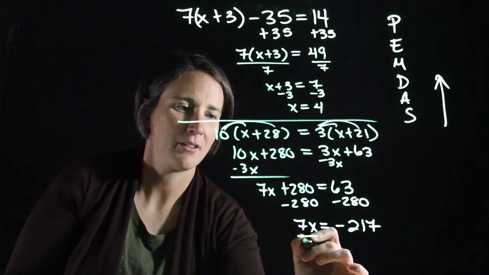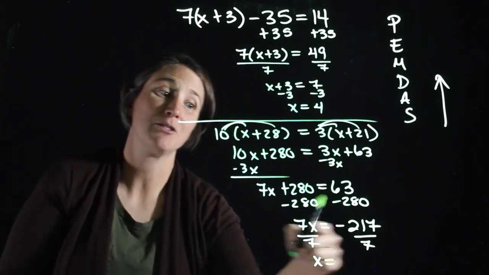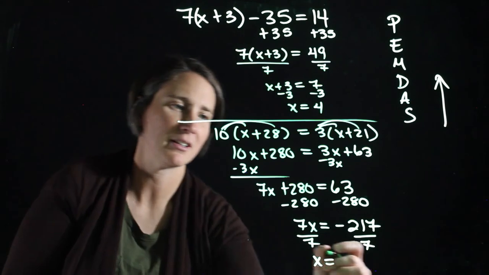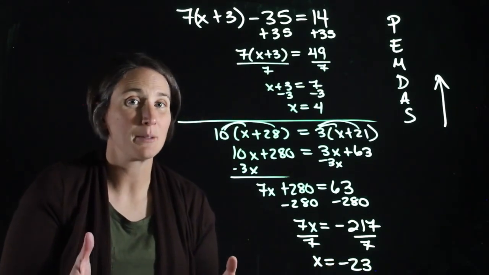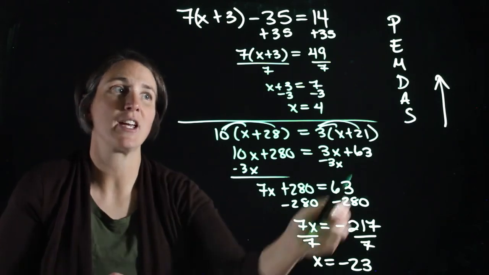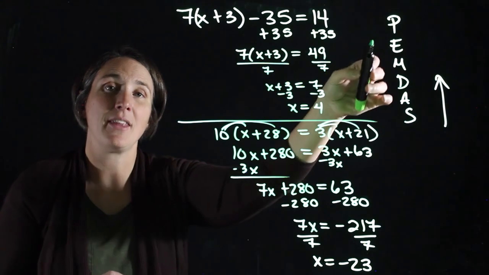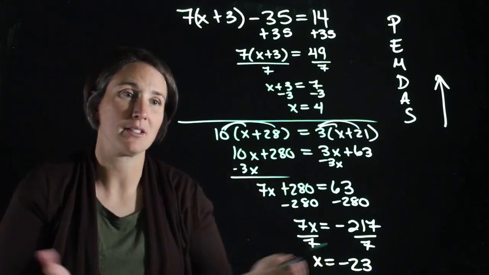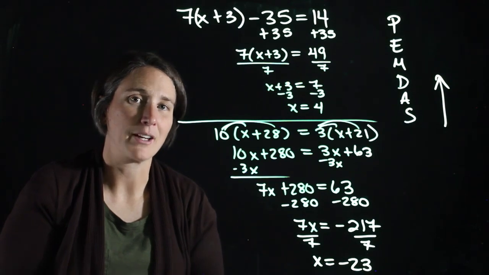Last step, divide by 7. I looked at this one too. A negative 217 divided by 7 is a negative 31. So again, grouping symbols is just one more step. Make sure you take care of all the addition and subtraction, multiplication and division, and then you'll eventually get to where the parentheses no longer really have a meaning, and then you can just solve like we've been doing.